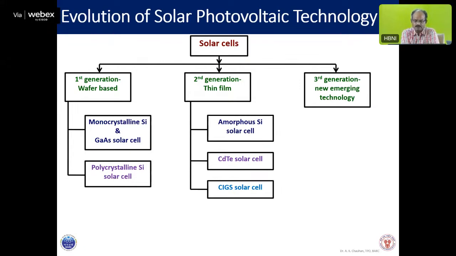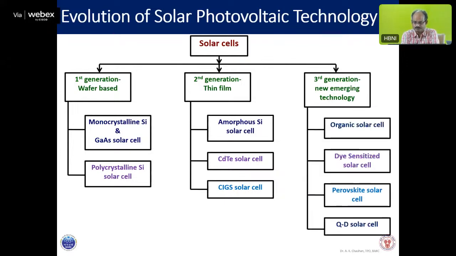In the second generation, which is thin film technology, amorphous silicon solar cells, cadmium telluride based solar cells, and CIGS solar cells come under the second generation solar cells.